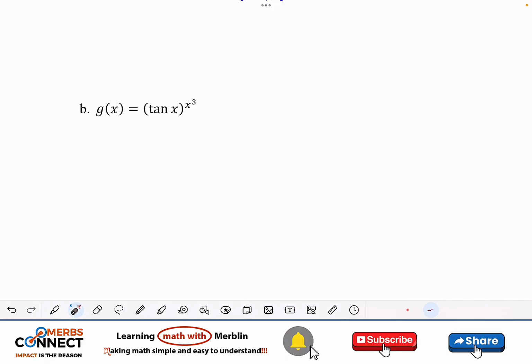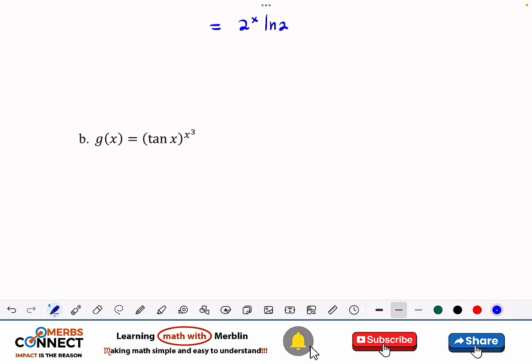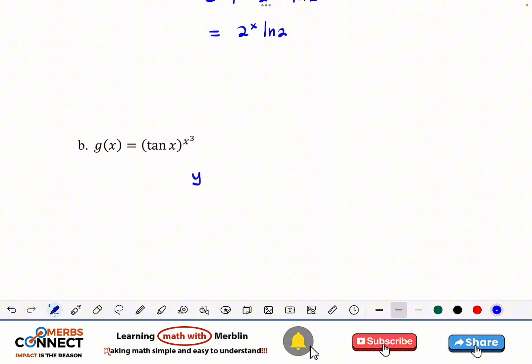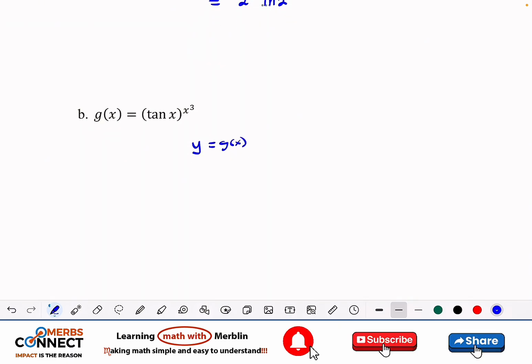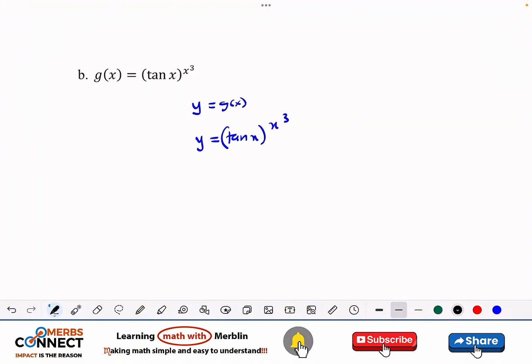Now let's look at this one. So I see that this is kind of exponential, but the base is in terms of x, and then the power is in terms of x. So we need to use the non-constant base procedure to solve. So this one, I will let y be equal to the function, and I'm going to have y equal to tan of x to the power x to the power 3. So remember the procedure, we need to take the natural log.